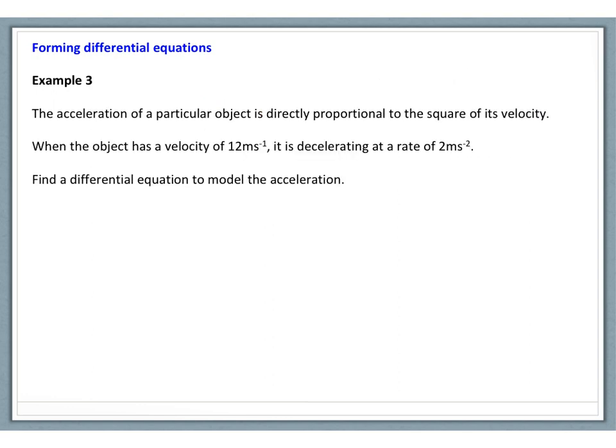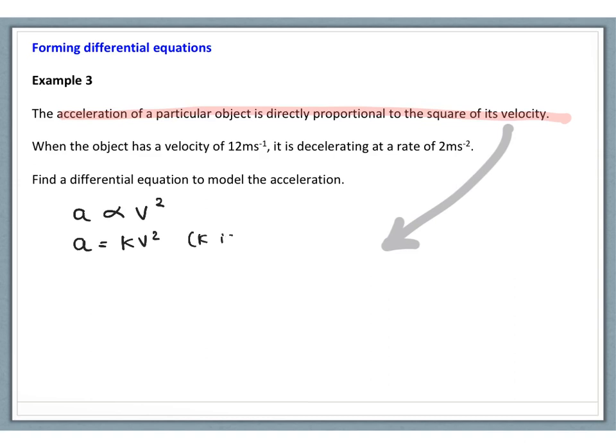Example 3. The acceleration of a particular object is directly proportional to the square of its velocity. That's a useful statement there. Let's start here. So, the acceleration is directly proportional to v squared. a is equal to k times v squared, where k is some kind of constant.